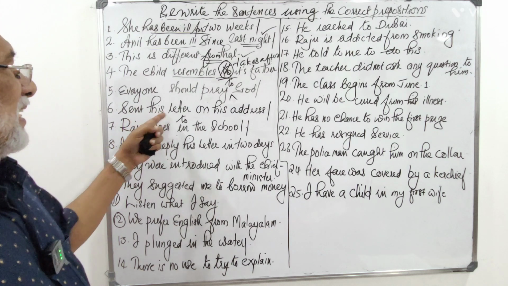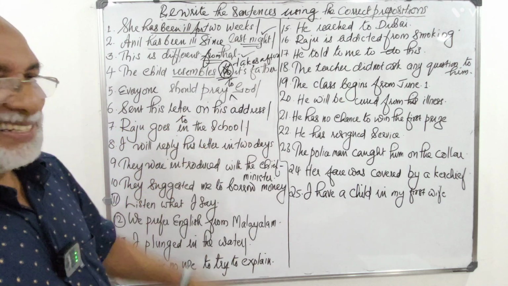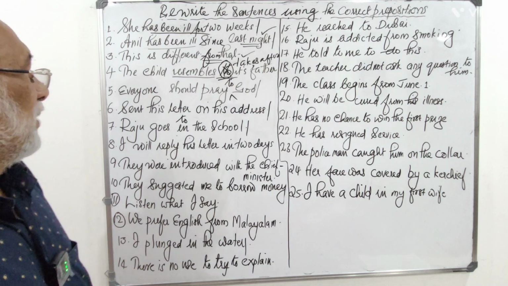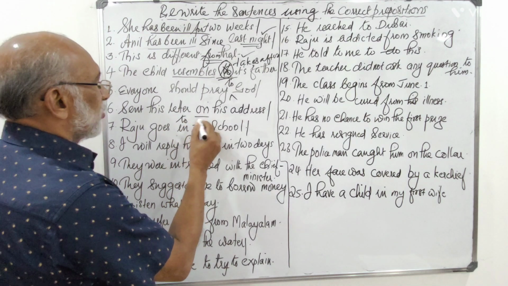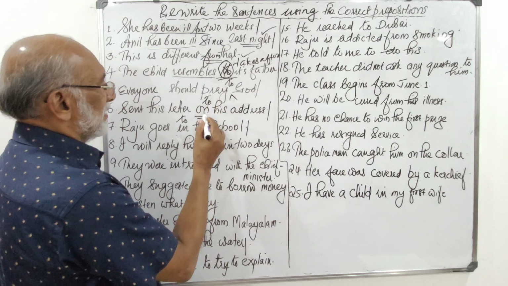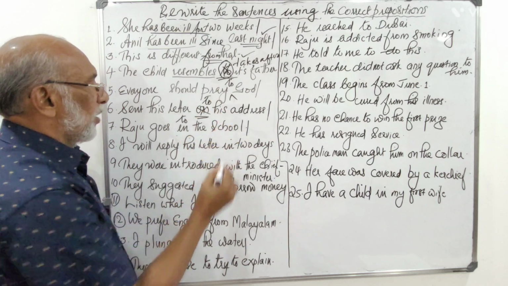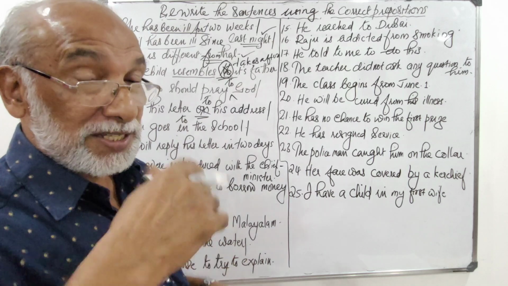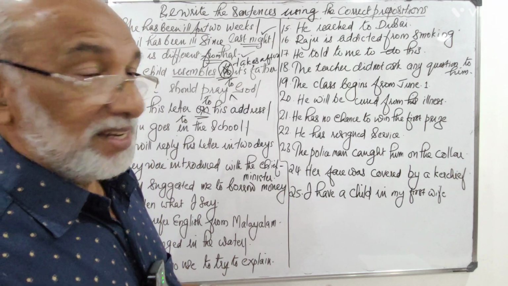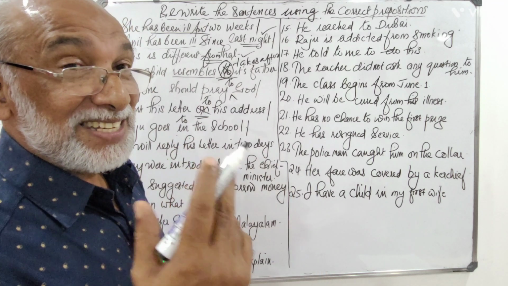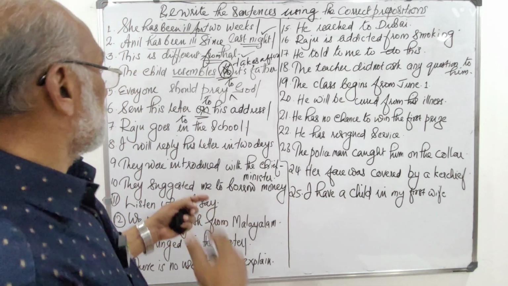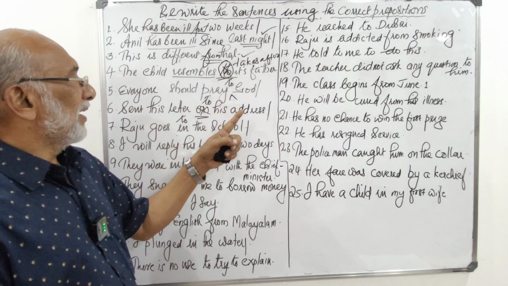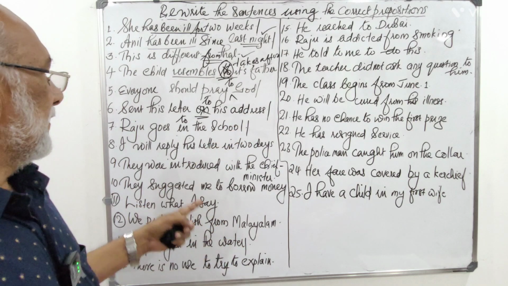Then, send this letter on his address. It is not on his address. It should be send this letter to his address. This is the correct expression. On is wrong. Send a letter to somebody. Okay, not on his address, to his address or to her address. Send this letter to his address, not on his address.